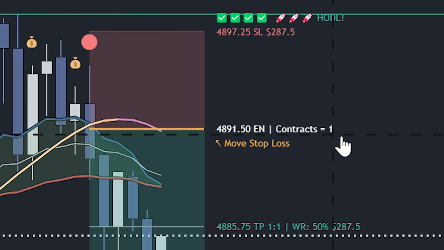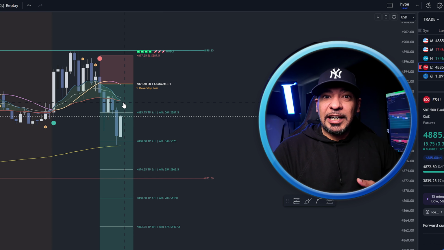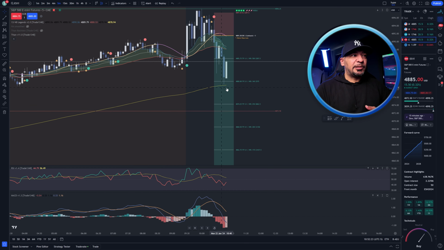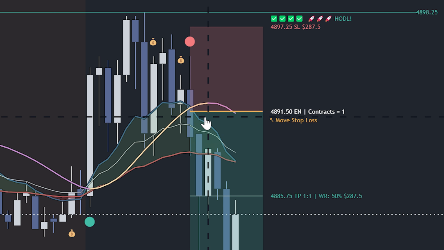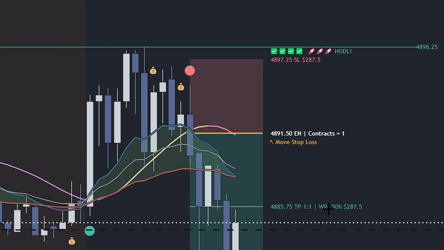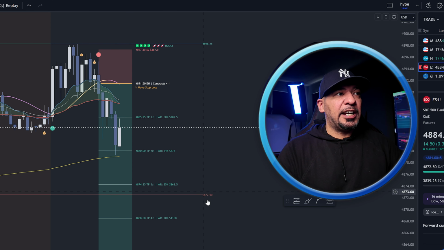This would be the perfect entry. 1 contract. I came in with 3 because I came in a little later, and maybe I did so a little prematurely because we did come all the way down to the 200, experiencing a bounce here. With this indicator here, we're able to draw out our risk and our take profit levels.